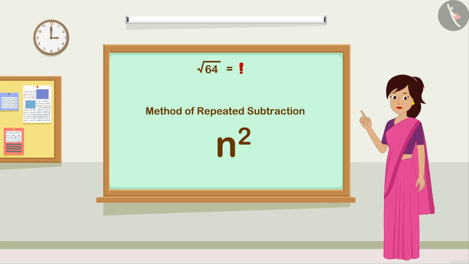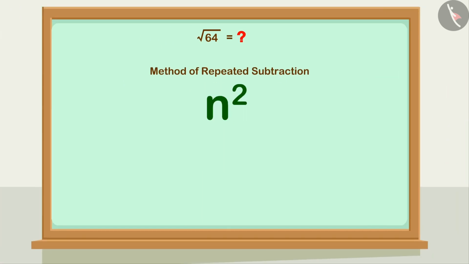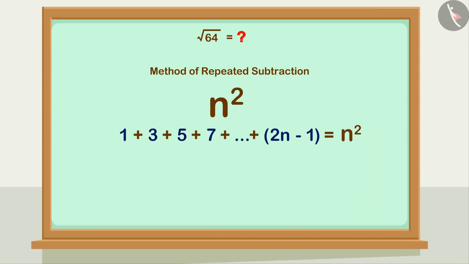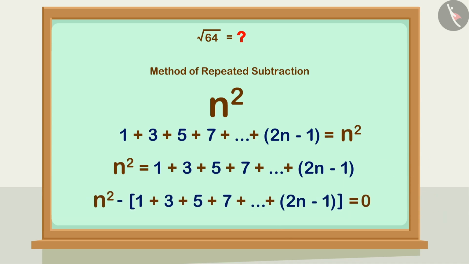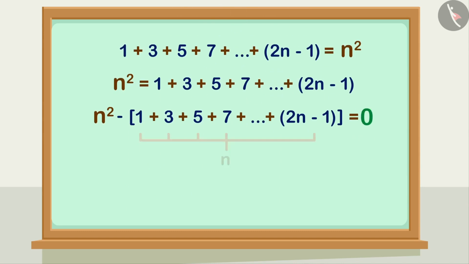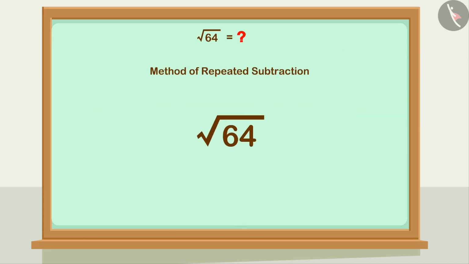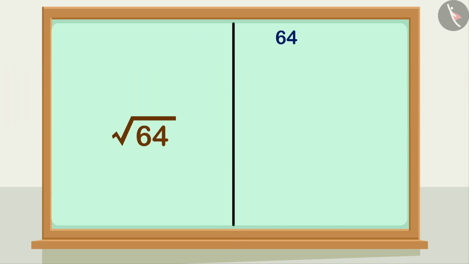Suppose we are given a perfect square number that is the square of n. We know that the sum of the first n consecutive odd numbers is equal to the square of n, which we can write in this way. And we can see that when we subtract them from this square number, we get 0. So we subtract odd numbers starting from 1 and see how many consecutive odd numbers have to be subtracted from it to reduce it to 0. The number of consecutive odd numbers required to reduce it to 0 is the square root of the given square number. 64 minus 1 is equal to 63.